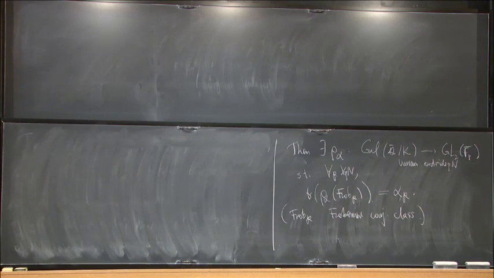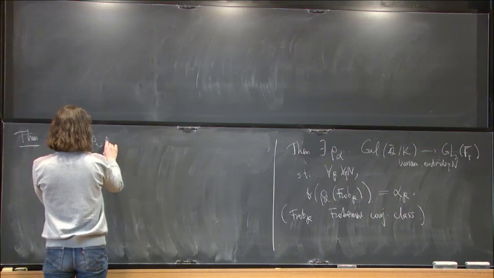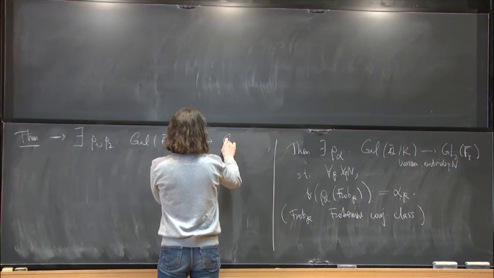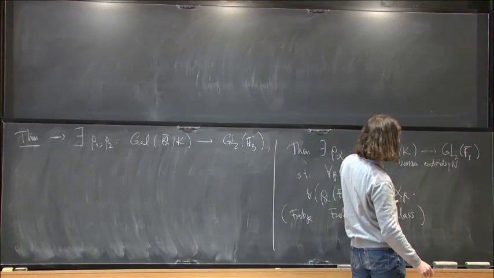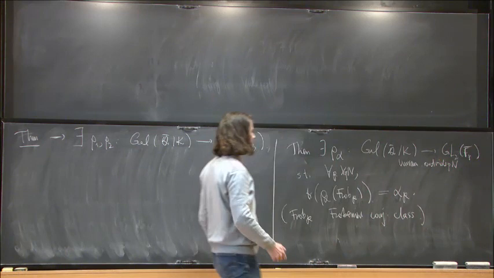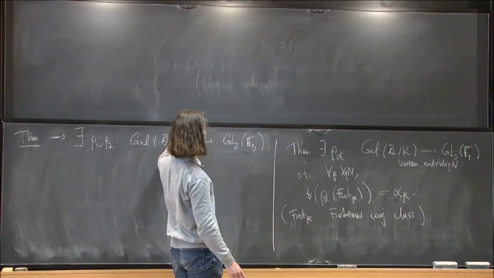OK, so what does the theorem tell us? The theorem implies that there should exist somewhere representations rho_1 and rho_2 of the absolute Galois group with values in GL2 F3. A priori in GL2 F3 bar, but in this case it's actually true that all these alphas lie in F3, so the trace is always in the subfield F3, and this implies that the representation is defined over F3 already. So we get representations actually into GL2 F3.